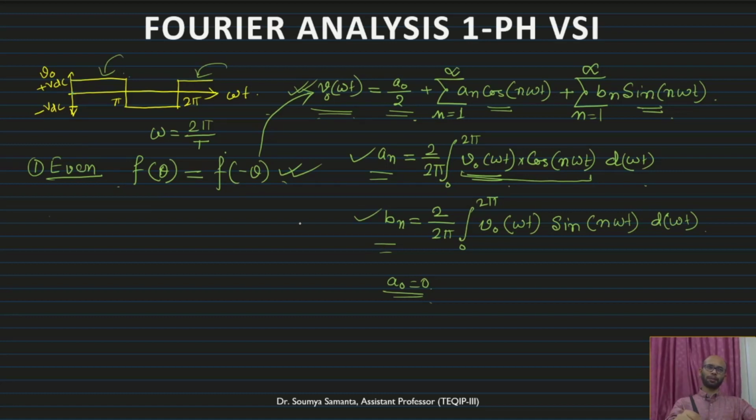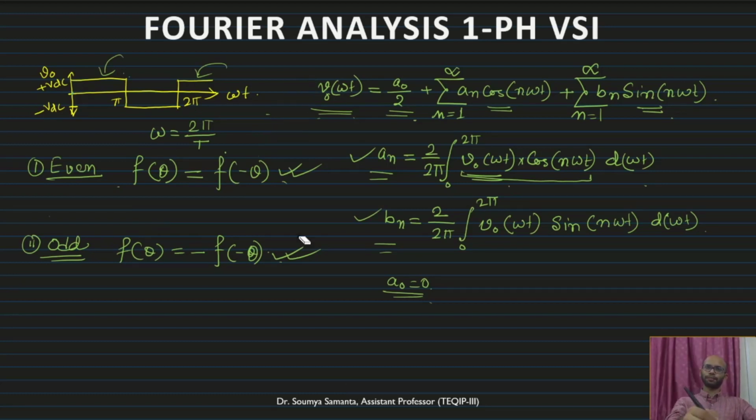even symmetry. Now similarly, we get odd symmetry when f of theta is equal to minus f of minus theta. If the waveform satisfies this condition, then we say that the waveform possesses the odd symmetry. Okay. Now let us understand first what they are. At present I am not erasing this one. Let us understand.